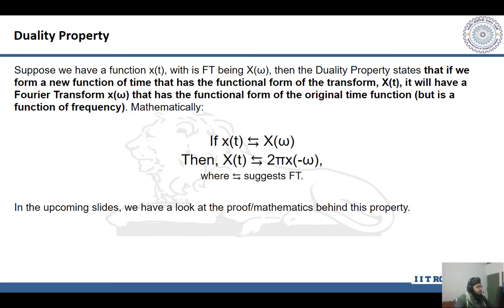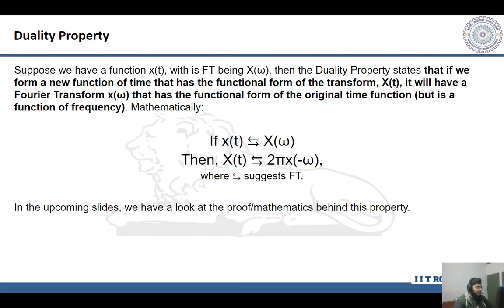So what is the duality property? For explaining the duality property, suppose we have a function small x of t with its Fourier transform being capital X of omega. Then the duality property states that if we form a new function of time that has the functional form of the transform, capital X of t, it will have the Fourier transform small x of omega, which has the functional form of the original time function, but now as a function of frequency.